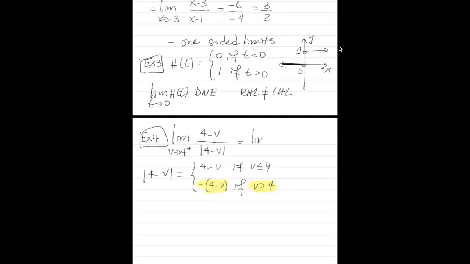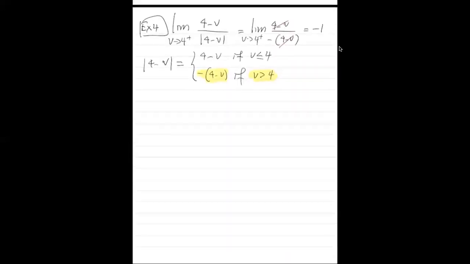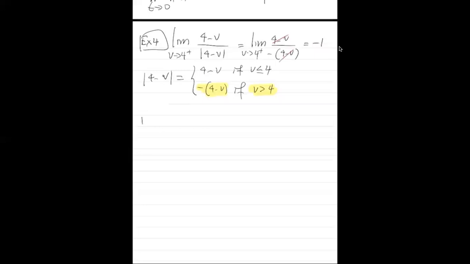So we're going to have a limit of 4 minus v, and on the bottom, negative of 4 minus v. v approaches 4 from the right, so now we cancel. And what's left is just negative 1. All right, example 5.